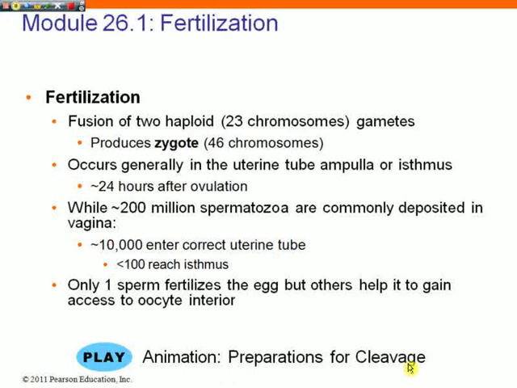Alright, so how this all comes about, we go all the way back to fertilization. And that is when there is a fusion of 2 haploid gametes, meaning they have just 23 chromosomes, not pairs. And you'll recall, these are called gametes. But when these 2 haploid gametes fuse, that produces a zygote, and that is a cell with 46 chromosomes. Generally, this occurs in the uterine tube ampulla or isthmus at about 24 hours after ovulation.